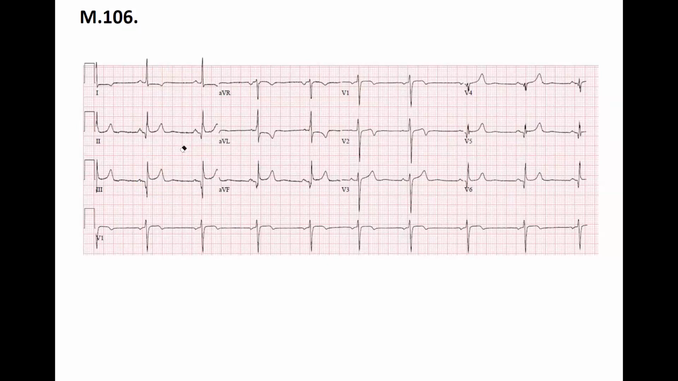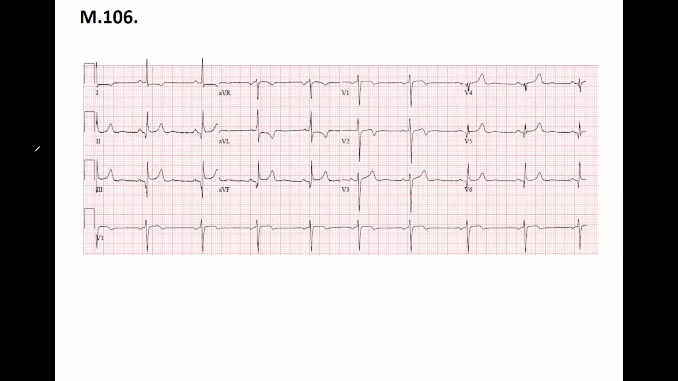And now we're going to look for the P waves just to make sure that they're there in almost all the leads. And we can see that the P wave is present in all the leads, so there's no issue there. PR interval is also normal. And the QRS complex is narrow. I'm not seeing any problem there.